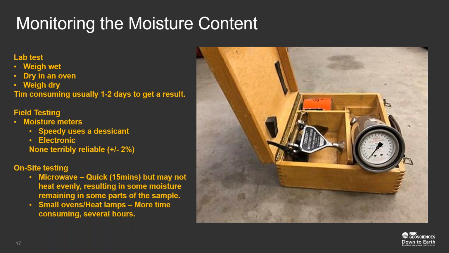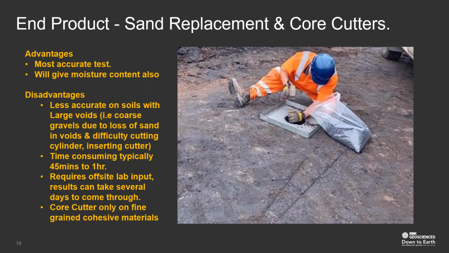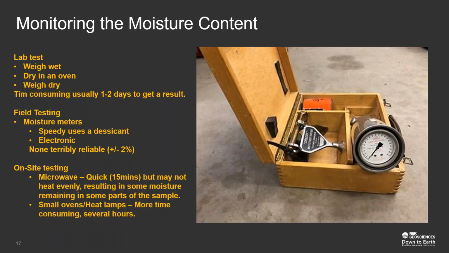You can also do field testing, which gives you a much quicker, almost instantaneous result, using moisture meters. The oldest version, still fairly good, is the speedy moisture meter, which uses a desiccant, calcium carbide, and we measure the amount of water it absorbs when it's vigorously shaken with the soil sample. And then there are electronic moisture meters, which measure the resistance of the soil. Neither method is terribly reliable, but it gives you an indication.